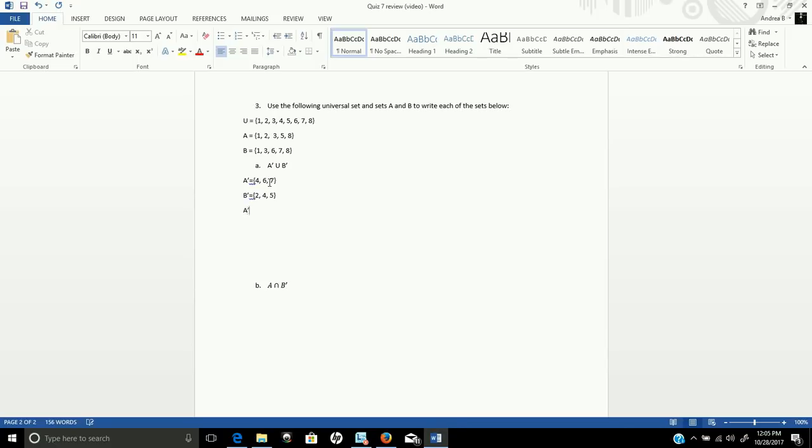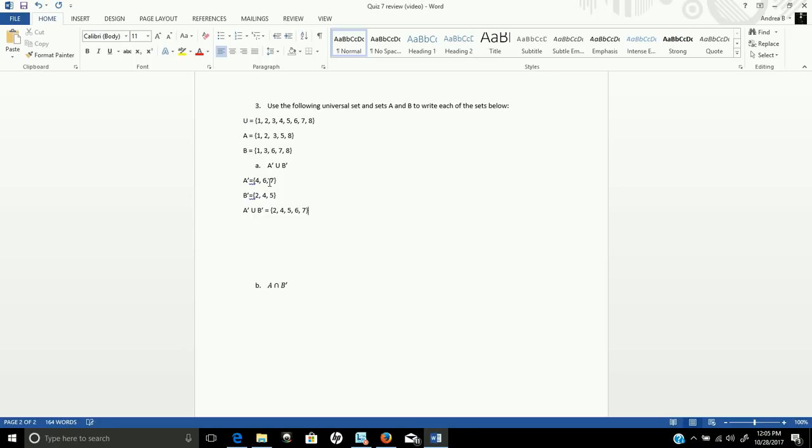So here, if we're looking for A complement union with B complement, what we're looking for is the list of everything that is in A complement or B complement or anything that's also in both. So you can think of that as a list of everything that is in either one of those sets. If we list those out, we'd have 2, 4, 5, 6, and 7.